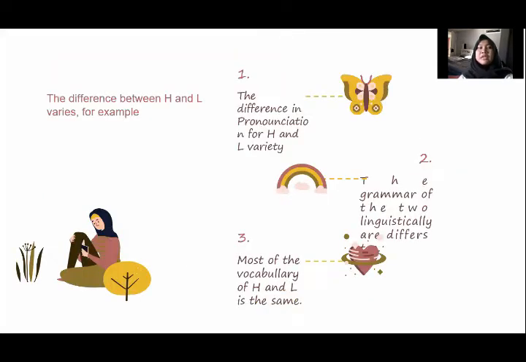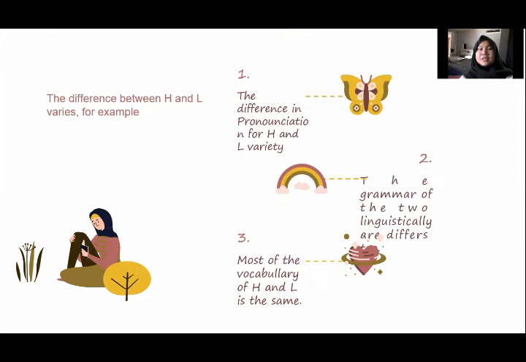And the second is the difference between H and L varieties. For example, the difference in pronunciation for H and L variety. The second is the grammar of the 2 is linguistically diverse. Often the grammar of H is morphologically more complicated. And the third is most of the vocabulary of H and L is the same.